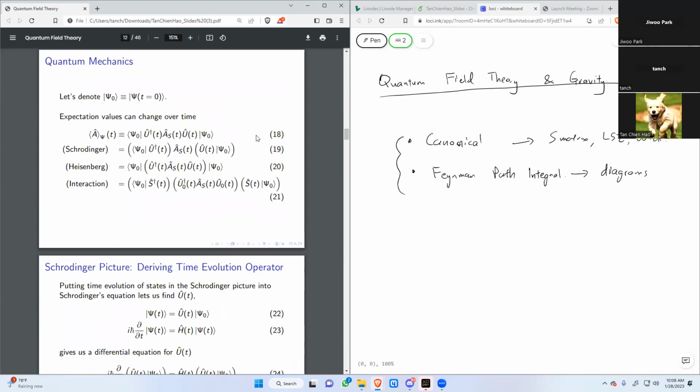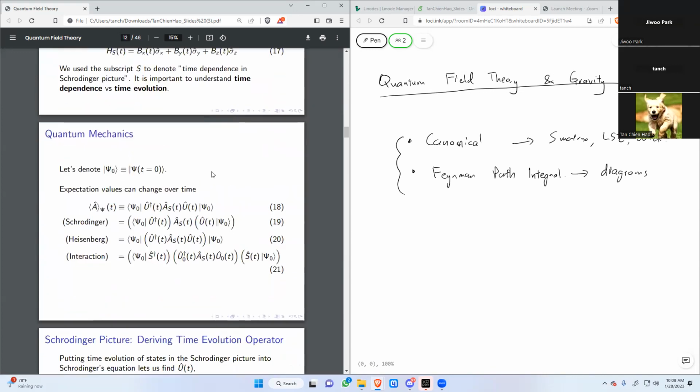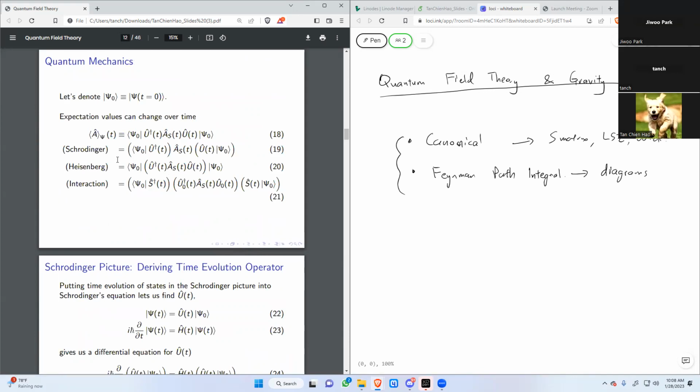For the different pictures, most of us come across quantum mechanics via the Schrodinger picture, where we have the wave function that evolves according to time as follows. Initially, when you come across the three pictures of quantum mechanics, it may seem like the Schrodinger one is the more fundamental picture, but I think it's important to take a step back and realize something.